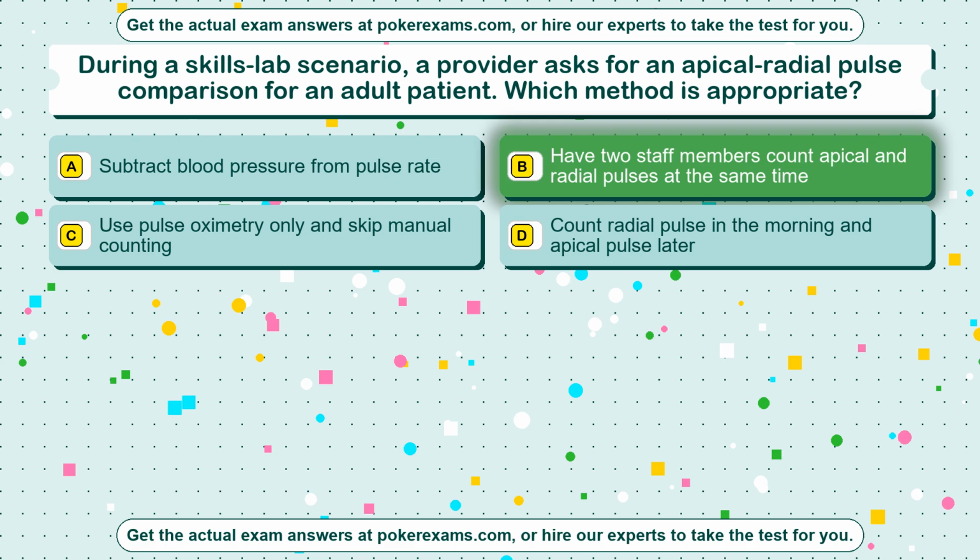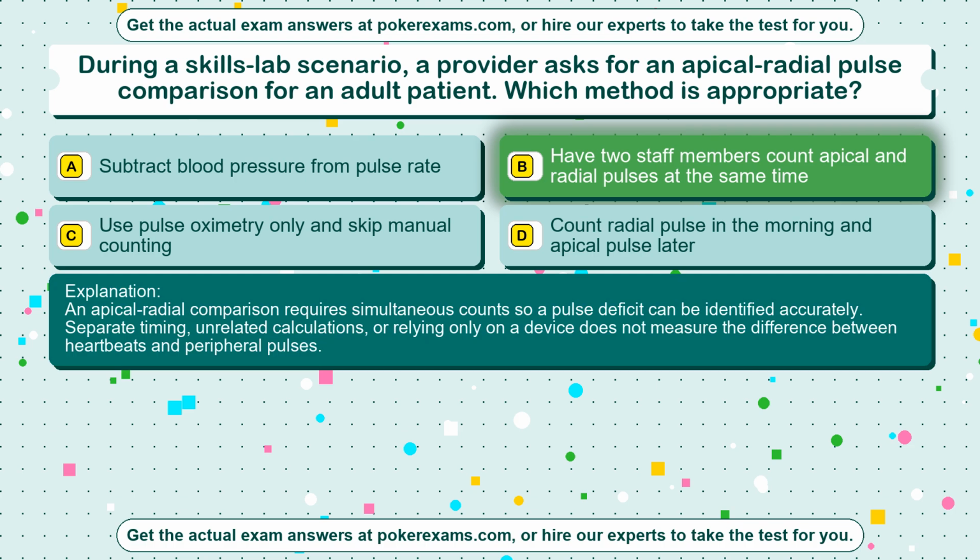Have 2 staff members count apical and radial pulses at the same time. An apical radial comparison requires simultaneous counts so a pulse deficit can be identified accurately. Separate timing, unrelated calculations, or relying only on a device does not measure the difference between heartbeats and peripheral pulses.